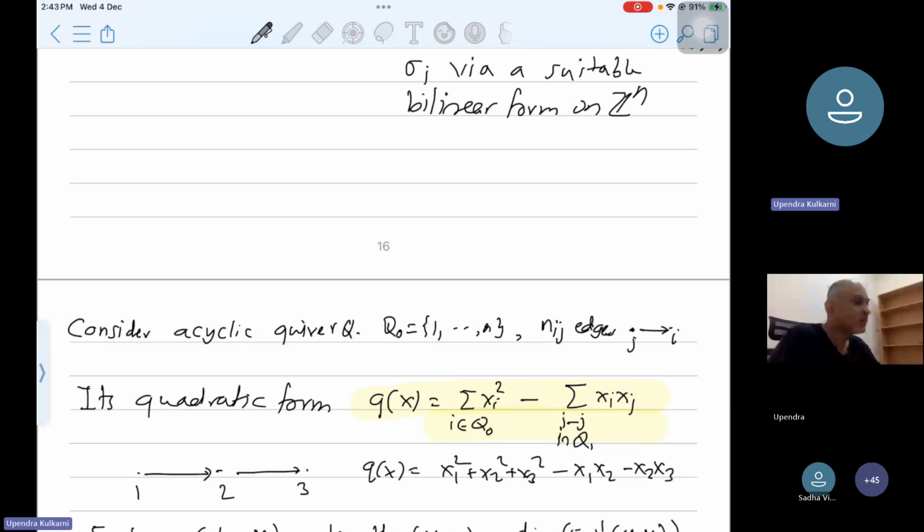A quadratic form, if you want, is just a homogeneous quadratic polynomial. You can think of the xi's as variables. But here x is going to be an integer vector. So for every vertex, I have a vector x1, x2 up to xn. At every vertex, I just take the square of xi and I add them together. And for every edge i to j, I write xi xj, and I take the sum over all such things.